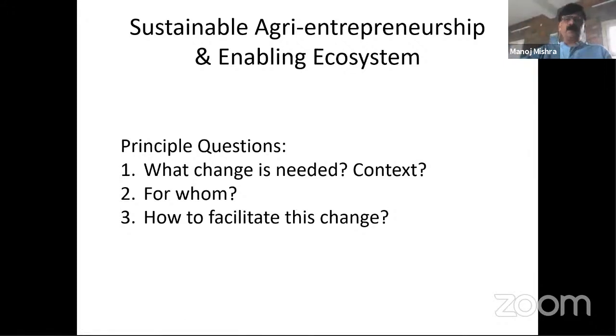So there are three questions which I have myself tried to frame. And these are the questions which I have in mind. What change is needed and what is the context? Meaning, if you look at the sustainable agri-entrepreneurship domain, there are certain conduits, mechanisms, systems, processes, and tools, but what is the need? What is the systemic need? What is the operational need? What is the design need which is actually required?